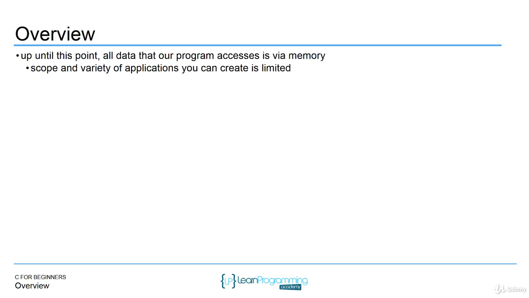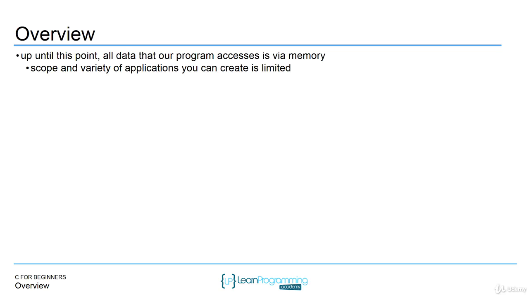Up until this point, all the data that our program accesses is via memory. We're familiar with this concept of variables, structures, arrays, whatever it is. All the data that your program uses is in memory. The reason is that memory is really fast, and you can access it quickly to perform calculations, doing the fetch-execute cycle, all that stuff.